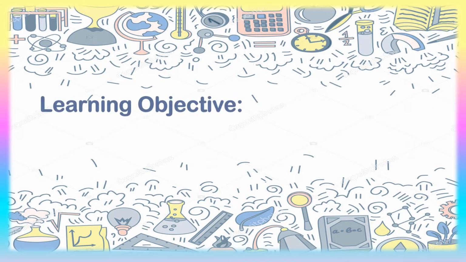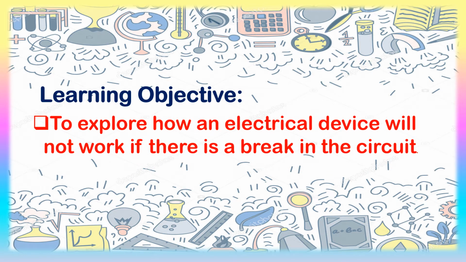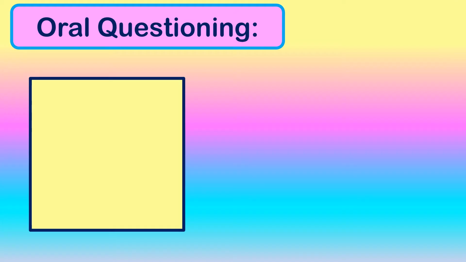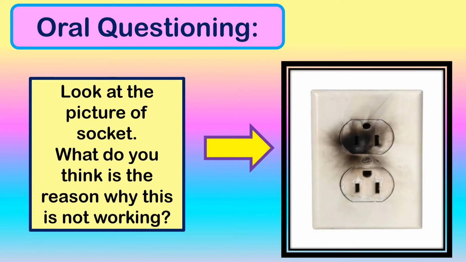For the learning objective of this lesson, to explore how an electric device will not work if there is a break in the circuit. So at the end of this lesson, you will be able to explain and explore how an electrical device will not work if there is a break in the circuit. Look at the socket. What do you think is the reason why this is not working?